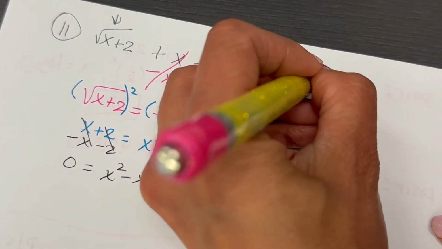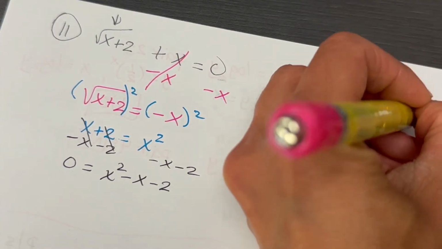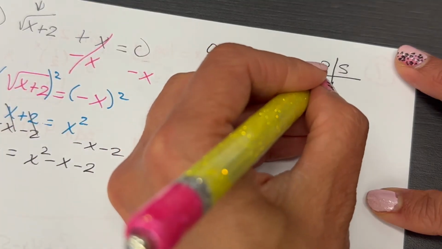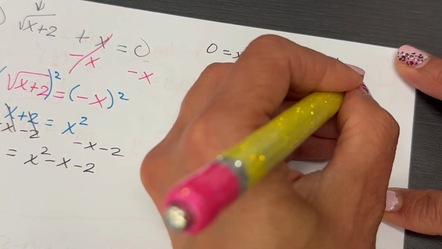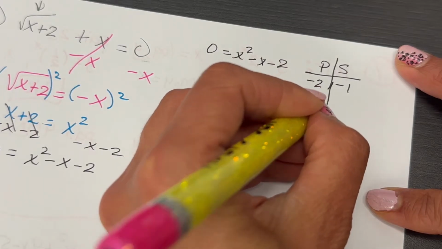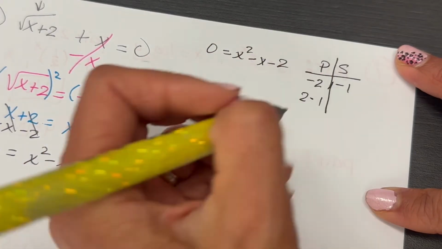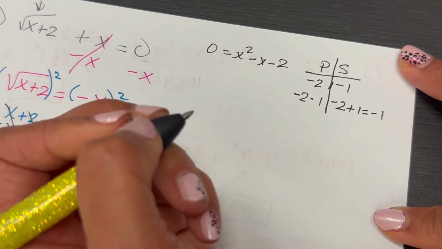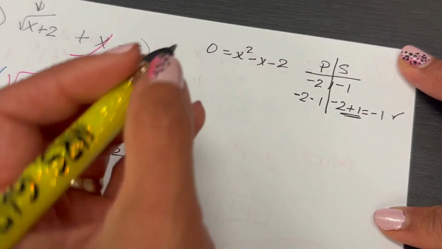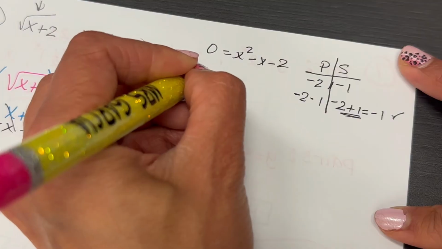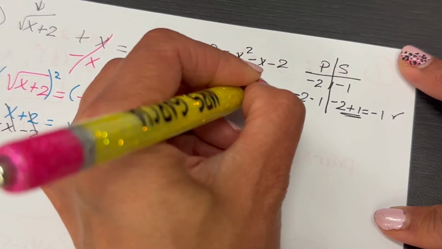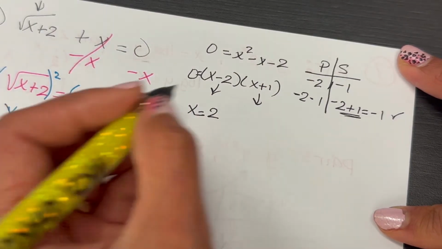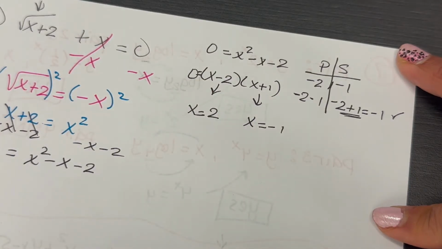So I'm going to put this up here. We'll do the product-sum. Okay? The product this time, a times c, 1 times negative 2 is negative 2. The sum, the b value, is a negative 1. So to get a 2, it's got to be 2 and 1. And to get a negative 2 that adds up to a negative 1, that means the 2 should be negative, because negative 2 plus 1 adds up to negative 1. So these are the droids I'm looking for. So this factors down to x minus 2 and x plus 1. Break these apart, set them each equal to 0. So x is going to equal positive 2 and x is going to equal negative 1.